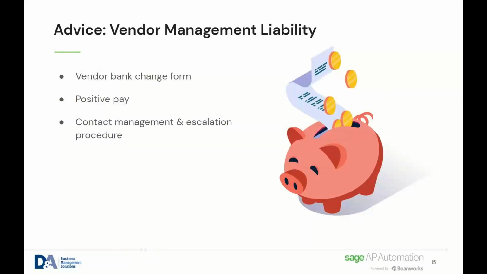So when it comes to vendor management liability, first up, we recommend creating a form to initiate any changes when a vendor needs to update their banking details. So when a vendor asks for these details to be changed, you should have a process in place for these kind of requests. Two, positive pay, so that mismatched items are identified and reported for either pay or no pay decisions. And lastly, contact management and escalation procedures to ensure that there is only one person in the vendor organization that you are taking changes from.